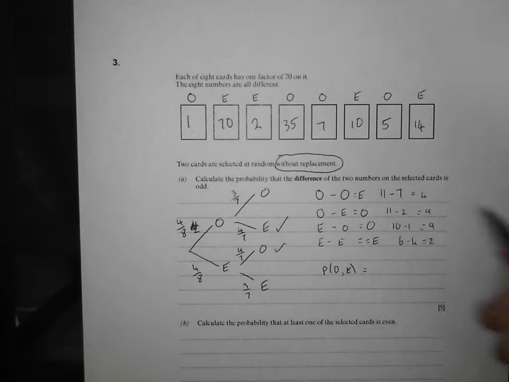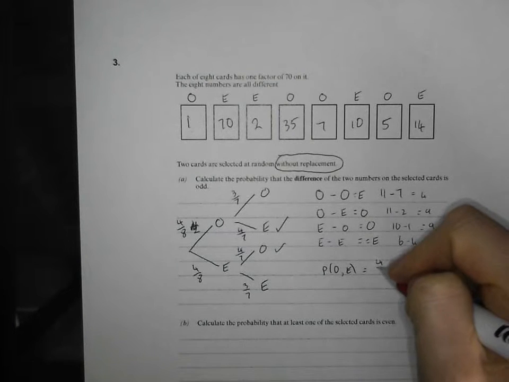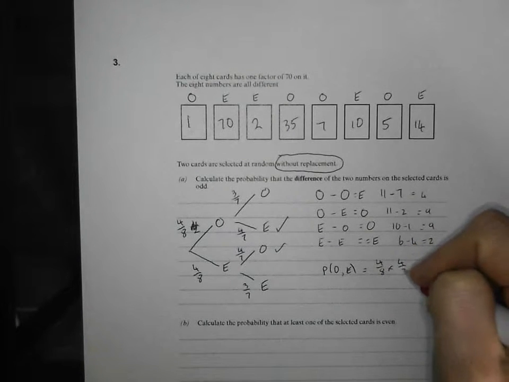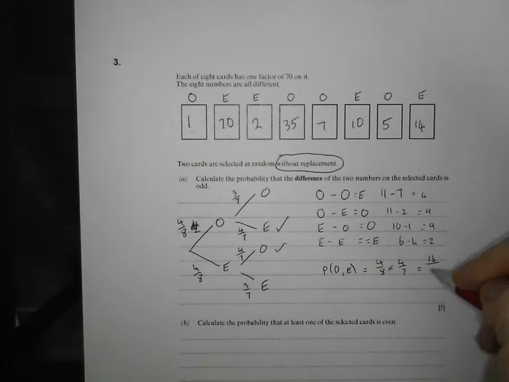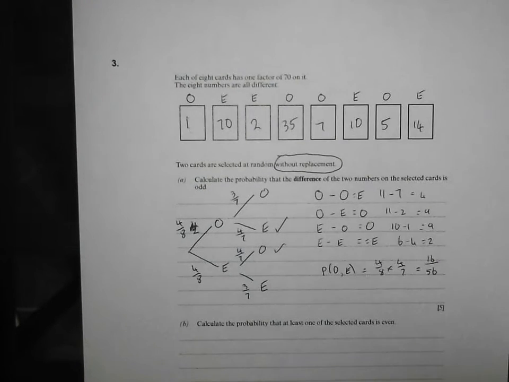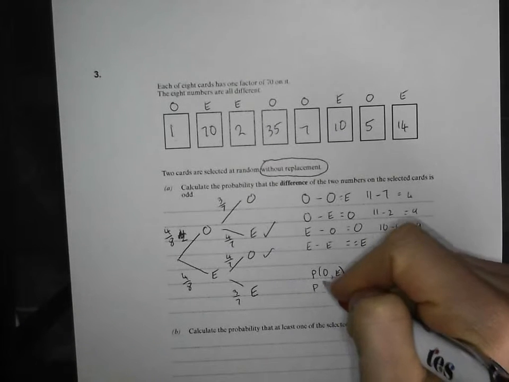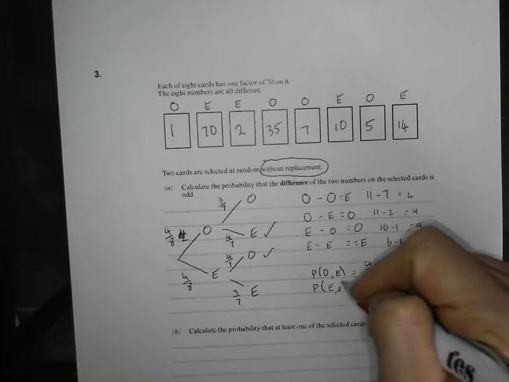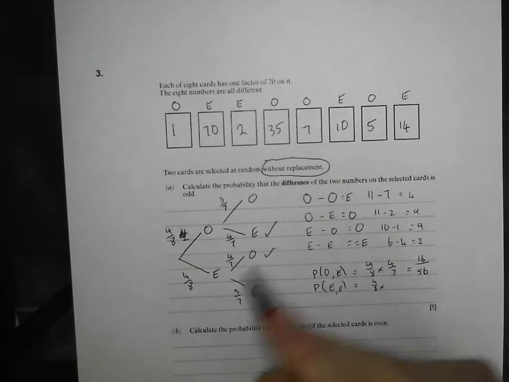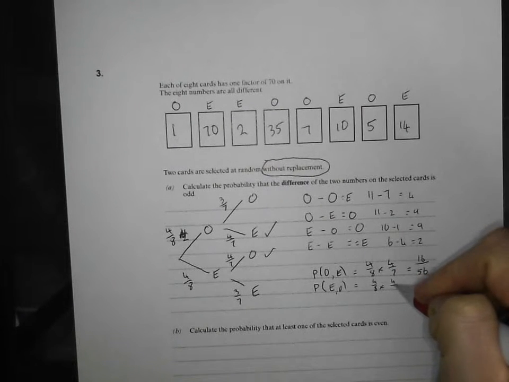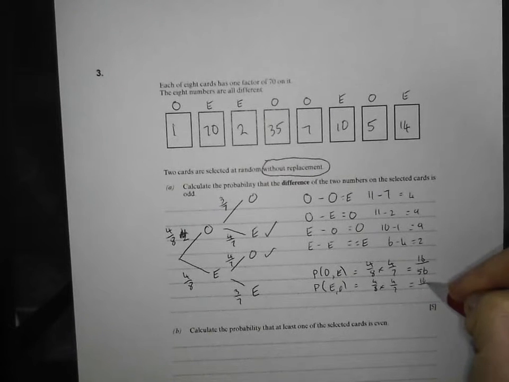That's going to work. So that's going to be 4/8 times by 4/7, which I think is going to give me 4 times 4 is 16, 8 times 7 is 56. We'll worry about simplifying that in a minute. And probability of even followed by an odd, well, that's going to be 4/8 times by 4/7. Same thing, 16 out of 56.